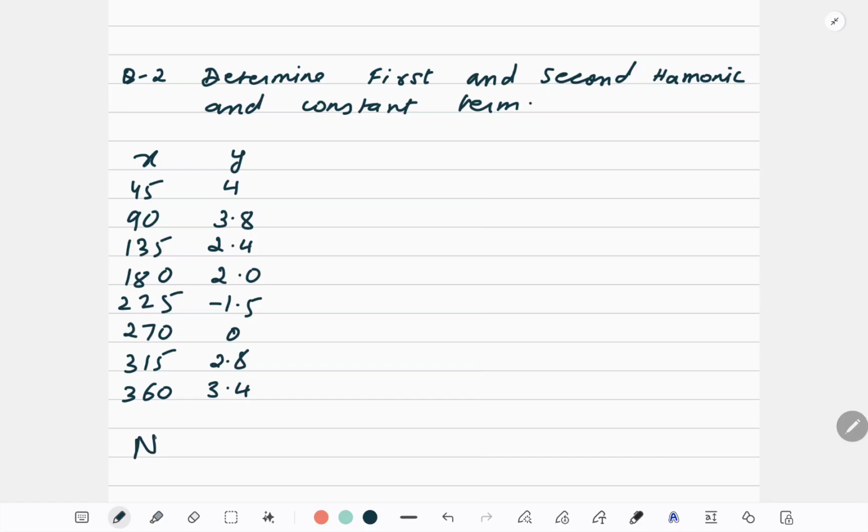Now, what is your n? So count your n. 1, 2, 3, 4, 5, 6, 7, 8. So n is equal to 8. Right? Now make the column. Since I need the first harmonic, I need y cos x and y sin x. Second harmonic means I need y cos 2x and y sin 2x. Now how to get this? Simple. If I want to do y cos 2x, so 4 cos 2 into 45, that is 90.